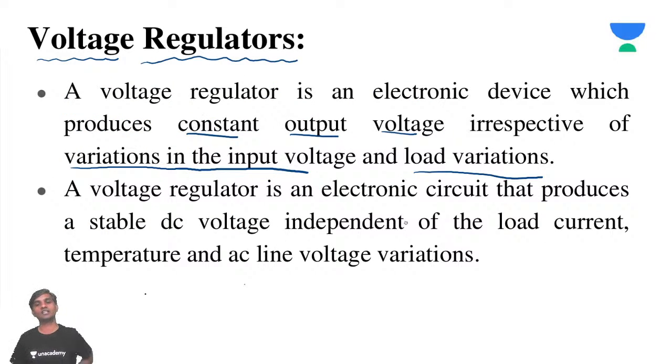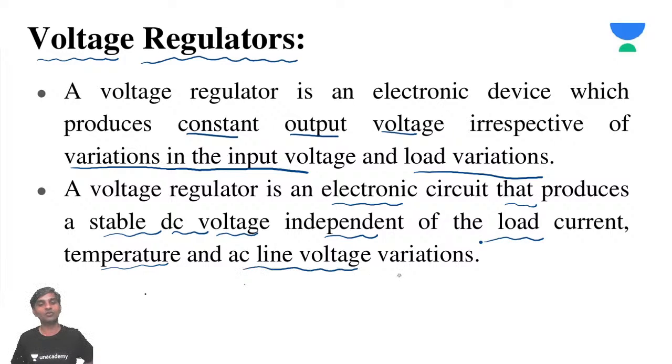The voltage regulator is an electronic circuit that produces a stable DC voltage independent of the load current, temperature, and AC line voltage variations. So what are we talking about, sir? It is irrespective of load current, temperature, and input variations. I can call this the line variation, meaning input variation. Line voltage means what voltage you are getting from the transformer to your home.